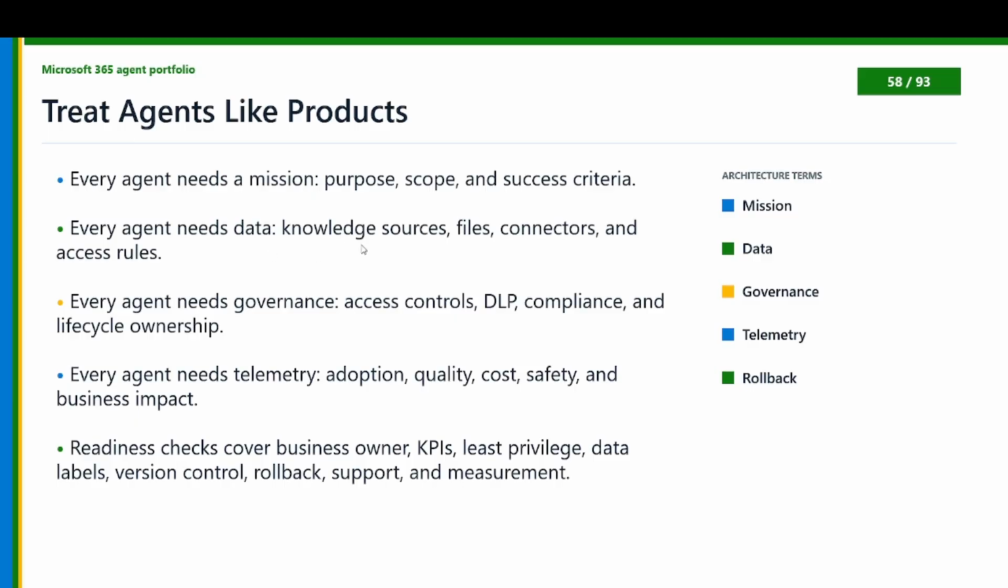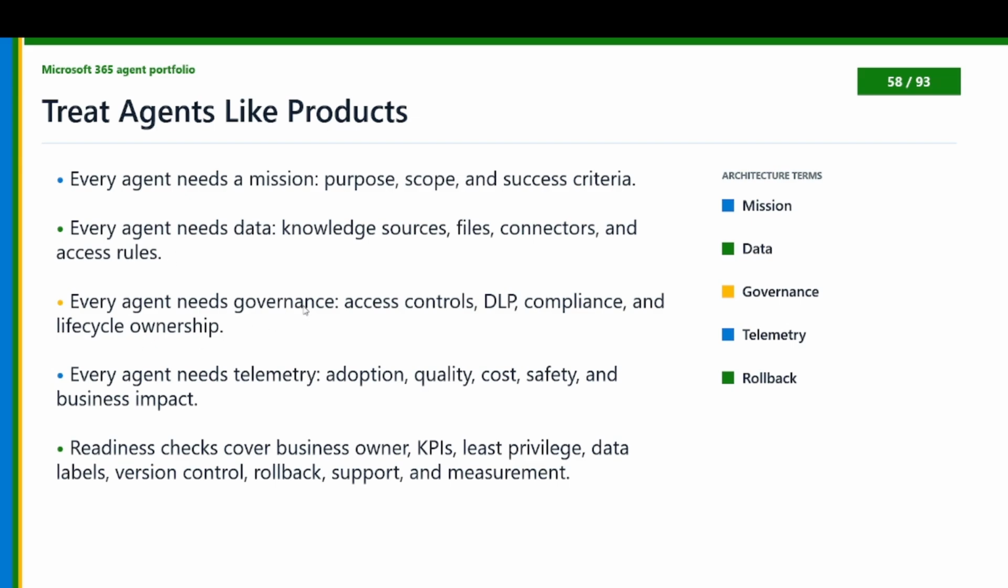These data are knowledge sources, they are files, they are connectors, and of course you connect to the knowledge sources using connectors. Then they should have access rules, role-based access control that will limit access to only what is required. Then every agent needs governance.